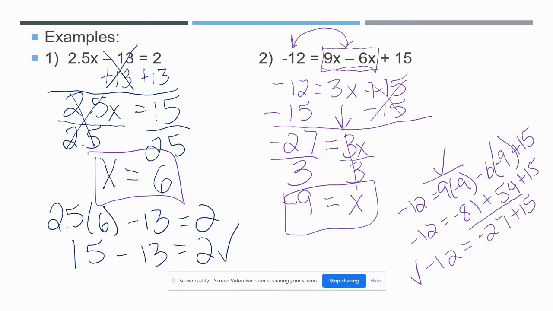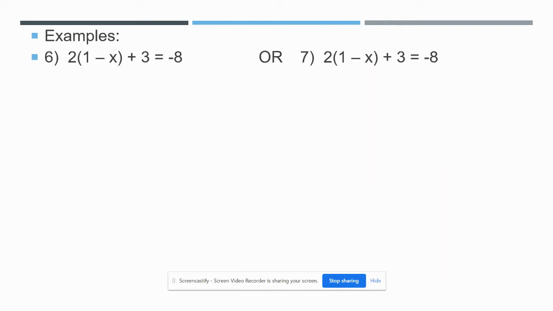You are going to work on problems 3, 4, and 5 on your own. Bring them into class. And we're going to move on to the bottom of the page. And for this one, we're going to talk about 2 different ways that we can solve this. So the typical way that probably we've talked about last year and maybe even a little the year before is to start with getting rid of the parentheses by distributing. So we have 2 times 1 is 2, and 2 times negative x is negative 2x. We still have that 3 and the negative 8.